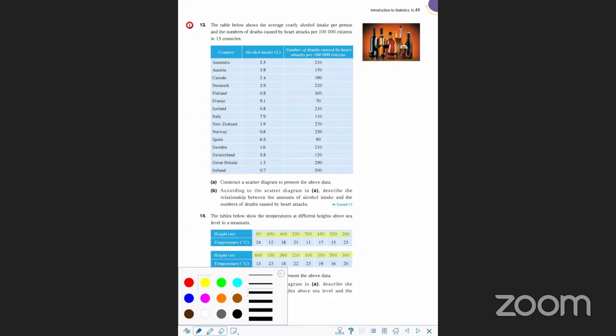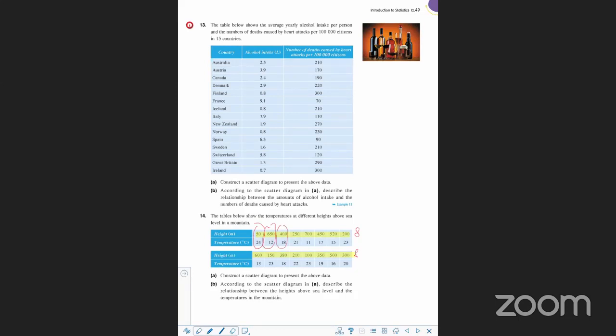Now for the first table, let me get a pen. There are 8 data, right? And the other one also 8. Therefore, altogether, there are 16 pairs of data. And this is one pair, just like plotting coordinates. This is one pair, this is one pair, like that.